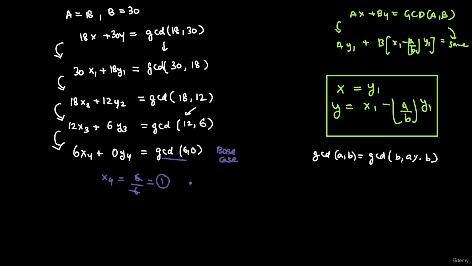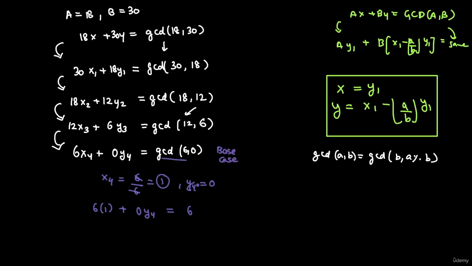So this also gives us the value of y4. So what would be y4? So GCD of this would be 6. Okay, so 6 times 1 plus 0 times y4, this is equal to 6. So 0 times y4 is 0. So y4 is also 0. We don't need to put any value in y4.